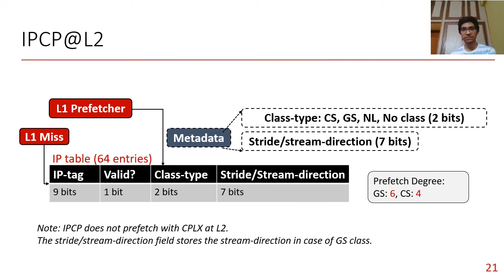IPCP at the L2 level is very simple and is constructed entirely using the metadata received from the L1 level. The reason IPCP cannot train at the L2 is that the access pattern at this level is jumbled from the prefetch and demand requests from L1, in addition to the L1 already acting as a filter for demand requests. The metadata contains the class type and the stride values. The IP table at this level is trained using the metadata, which piggybacks onto L1 prefetch requests, and prefetches on both demand and prefetch requests from L1.